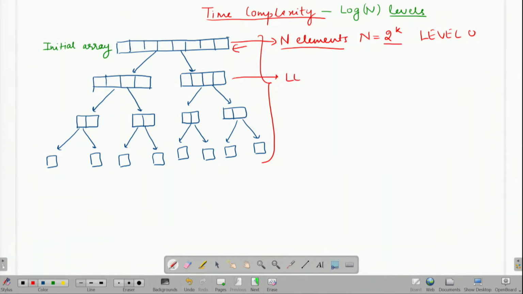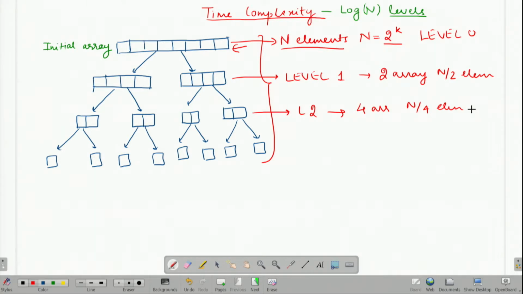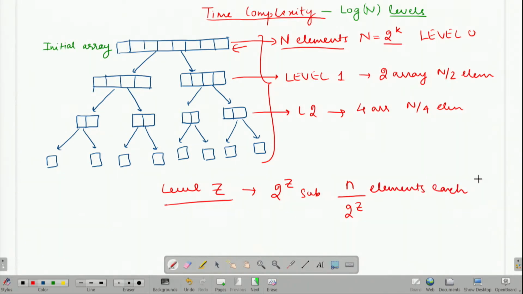k elements. At level 1, I'm going to have two arrays of n by 2 elements each. Similarly, at level 2, I'm going to be having 4 arrays of n by 4 elements each. If we try to generalize this, we can see that at level z, I'm going to be having 2 to the power z subarrays of length n upon 2 to the power z elements each. Make sure you understand this step before we proceed to the next part.